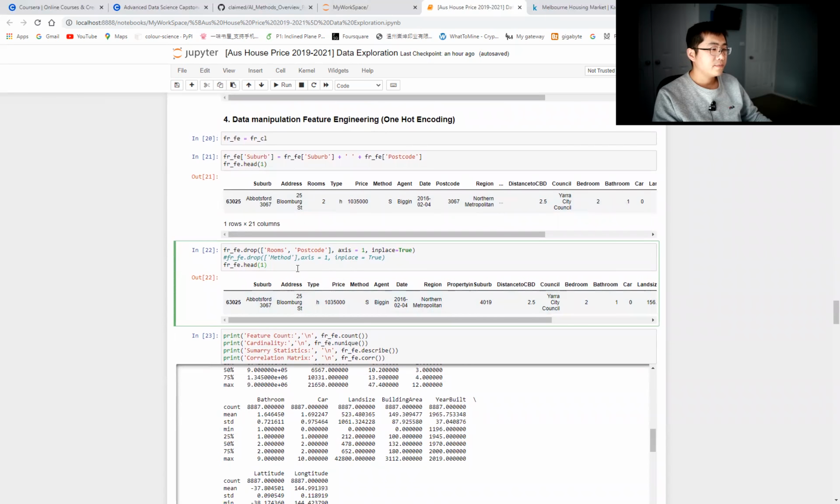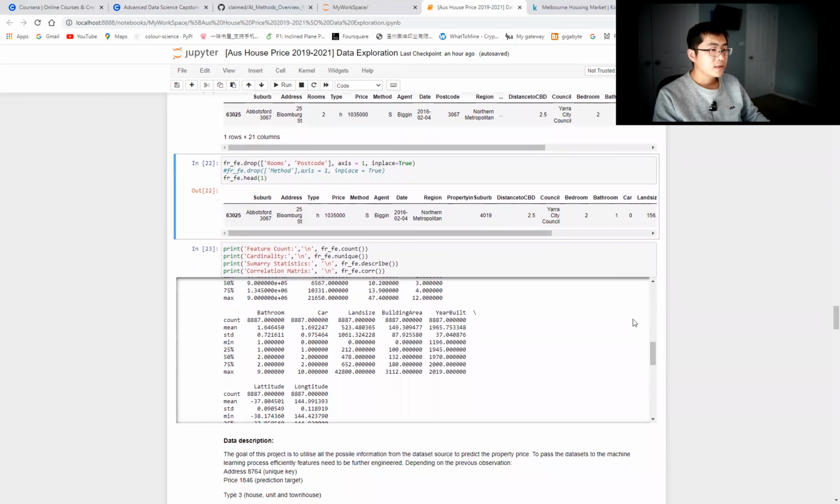Hence, we further drop the duplicate information such as rooms and bedrooms. Basically, they are the same information. Postcode. Oh yeah, we remove the postcode in favor of the suburb because one postcode relates to one suburb. They are the same address information.